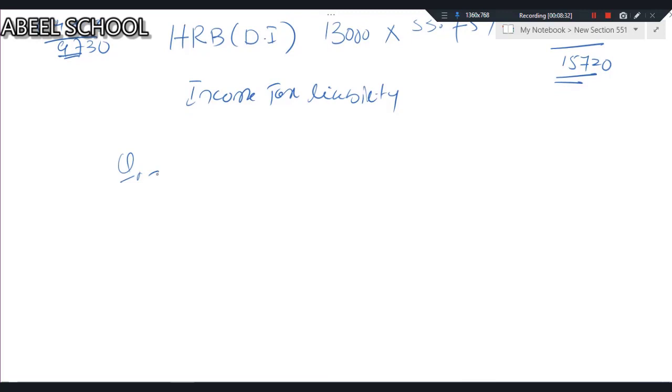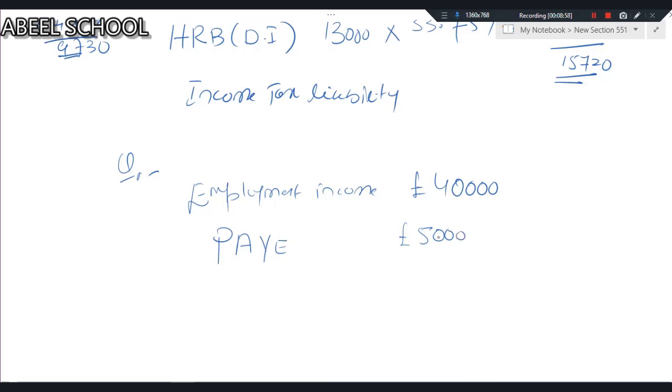Now let me introduce something a little bit new. Assuming we are having employment income 40,000, which is a non-saving income, we know that. And we have been given PAYE also, Pay As You Earn. It is, let's say, 5,000. The requirement is income tax payable. You need to calculate income tax payable. Okay. What is PAYE?